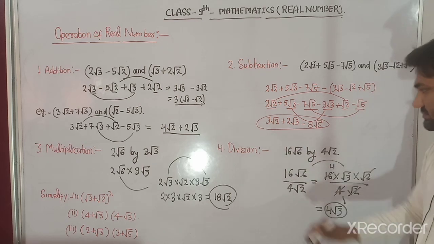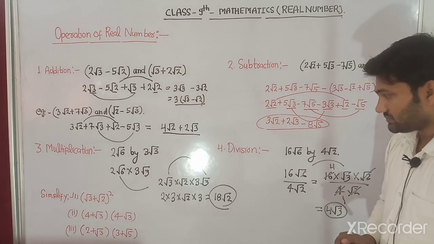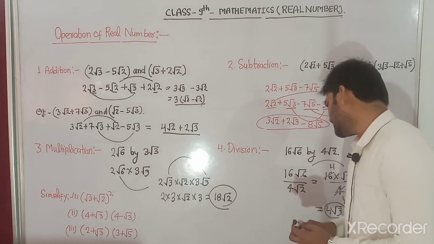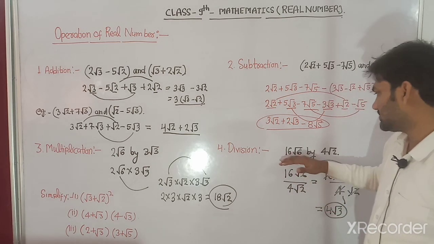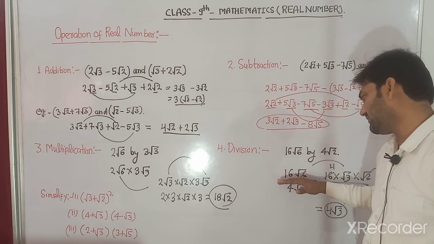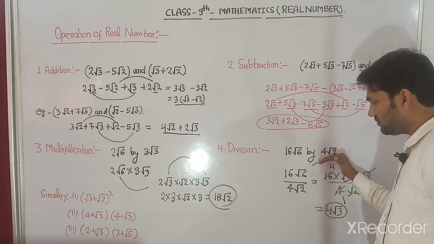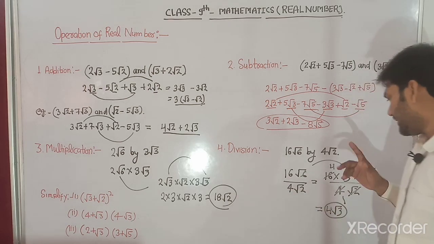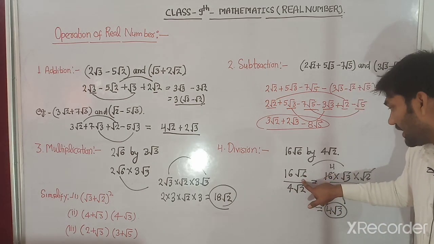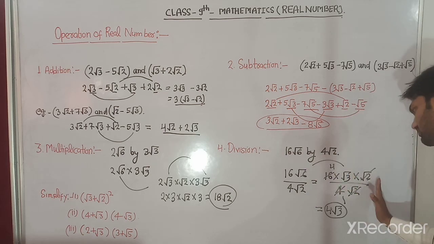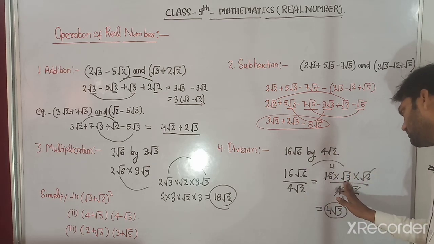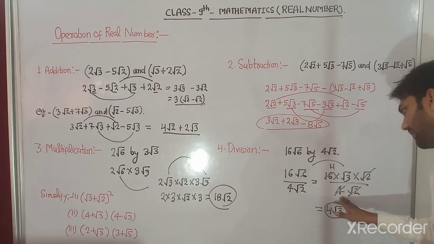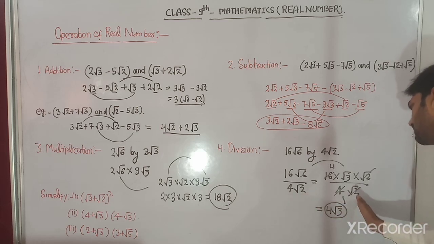It is division. In the process of division, just divide the numbers. 16 root 6 is the first number, divided by 4 root 2. This number is 4 root 2. Then first of all, root 6 converts into root 3 into root 2. 16 into root 3 into root 2 over 4 into 4 root 2.